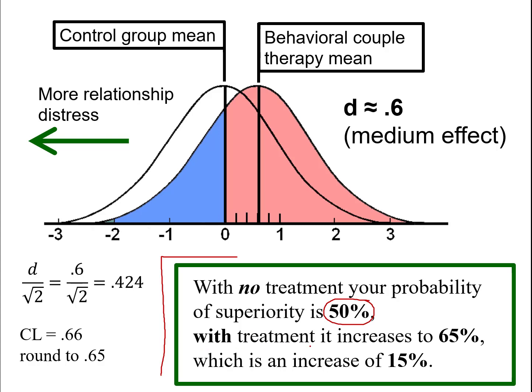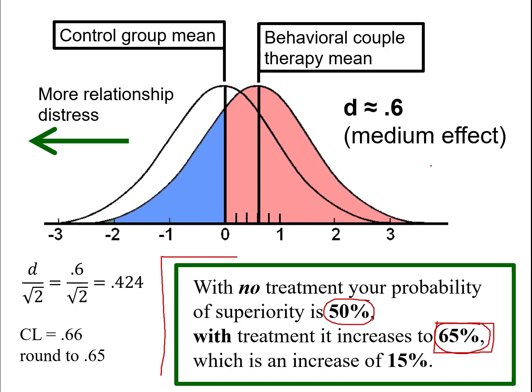And with treatment, it increases to 65%. Notice, this might make it fairly easy to remember. Notice that our probability of superiority, as we're going from a d-statistic of 1 to 0.8 to 0.6, is actually dropping down by 5% each time. It kind of comes out nice and neat that way, which might make it kind of easy to remember.